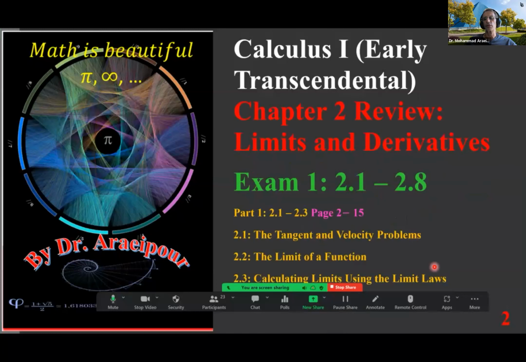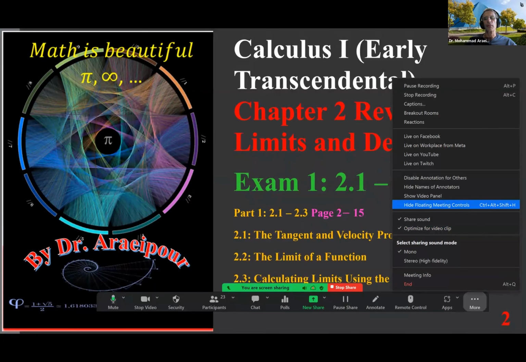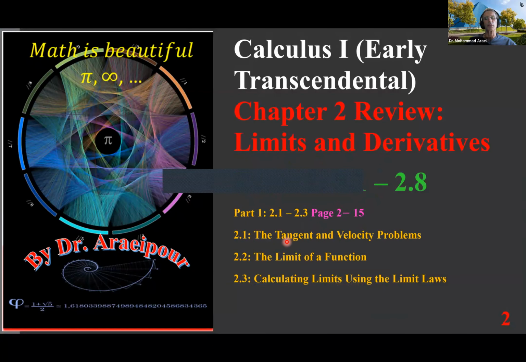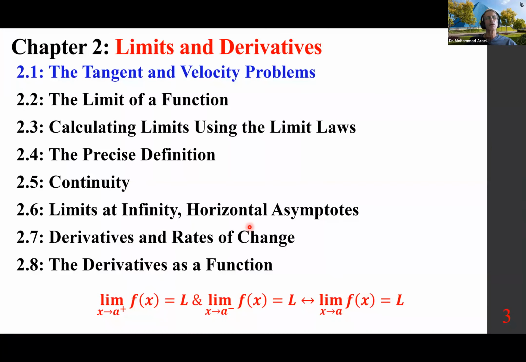So the first part, we're going to cover sections 2.1 to 2.3: the tangent and velocity problems, the limit of a function, calculating limits using the limit laws. So this is the whole chapter. Ultimately we will cover the tangent and velocity problems, the limit of a function, calculating limits using the limit laws, the precise definition, continuity, limits at infinity, horizontal asymptotes, derivatives and rates of change, the derivative as a function.